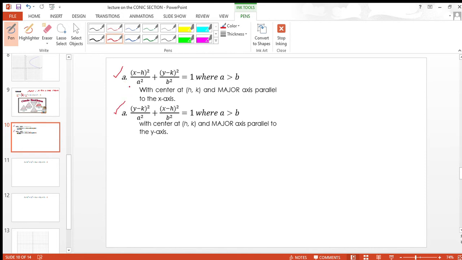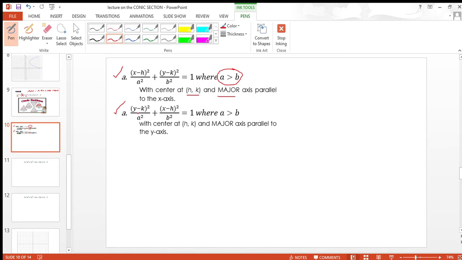So we have the first one, x minus h, the quantity squared, all over a squared, plus y minus k, the quantity squared over b squared is equal to 1. So here we are given the condition that a is always greater than b. Again, hk will be our center. Then the major axis, which will be explained later on, kung alin yung major axis, will be parallel to the x-axis. Okay, but if the center of the ellipse is at the origin, the major axis will be the x-axis.